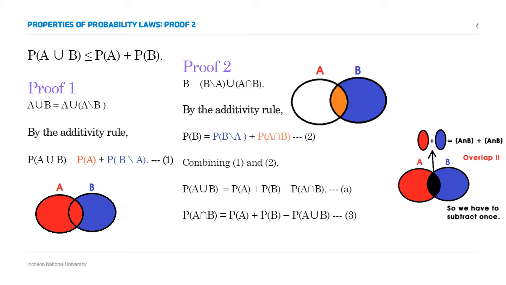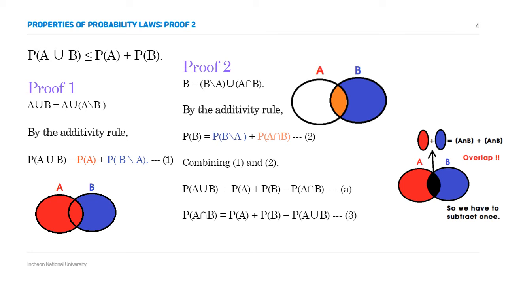So I will be looking at event B, and I can write down event B is equal to event B difference A union with event A intersection B. As you can see from the picture on the right, event B difference A is the orange part, and event A intersection B is the blue part. In this figure, okay, then using this fact, we apply the additivity rule for these two disjoint sets.